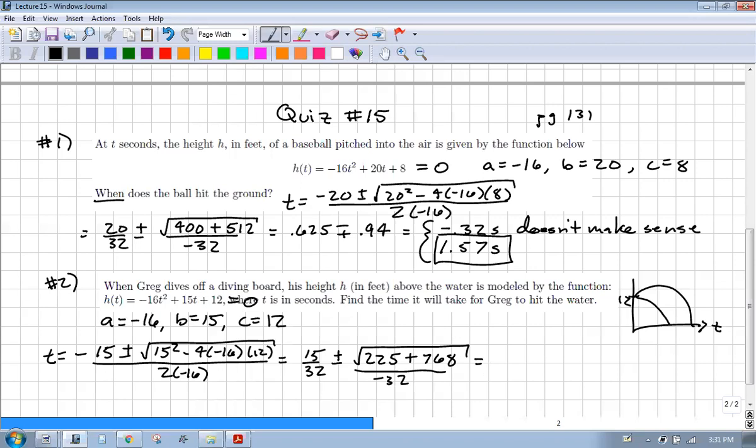So 15 divided by 32 is 0.47. The plus minus is a minus, the minus minus is a plus. 225 plus 768 is 993. Square root that, now divide by 32, and we get 0.98. So 0.47 minus 0.98 is a negative 0.51, which doesn't make sense because it's negative. But 0.47 plus 0.98 is 1.45 seconds. So right here, 1.45 is how long it takes to land. Okay, any questions?